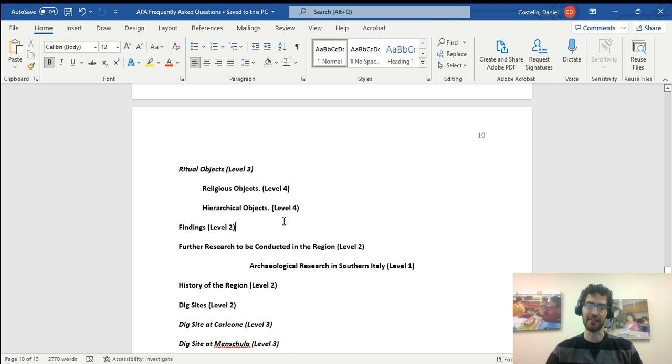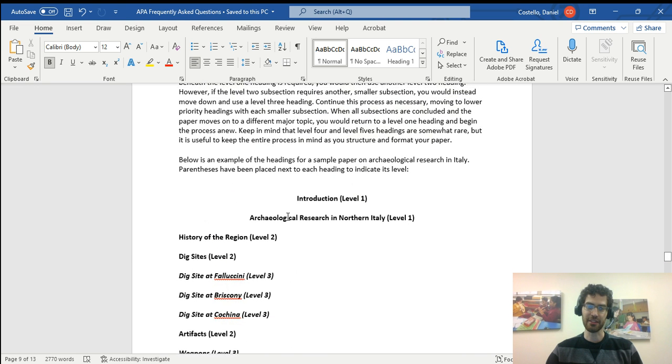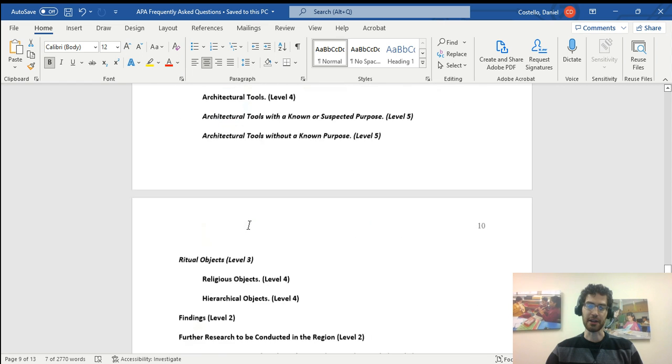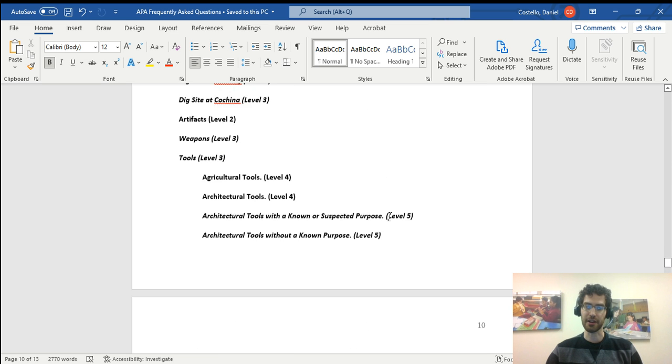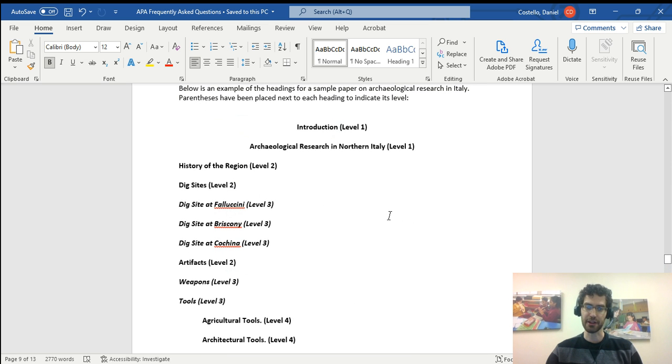2 heading because it is still underneath the level 1 heading of archaeological research in northern Italy, but is a new topic within that subcategory. And then the final level 2 heading for this particular section is further research to be conducted in the region. So that's sort of a moving forward, what further research could be done. And that would be another level 2 heading because it exists under archaeological research in northern Italy.